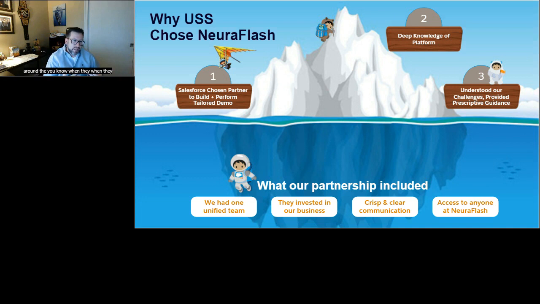And then when they provided their demo, they tailored it to our challenges, not so much showing us all the bells and whistles that Salesforce Field Service had. They thought through and looked at all the things that would give us hurdles and challenges and really catered to that. That really stuck home with us, and was one of the biggest reasons why we went with NeuraFlash. But I'd like to segue, real quick, into what our partnership included. I'd like to highlight some of the things that NeuraFlash did well throughout our entire implementation.